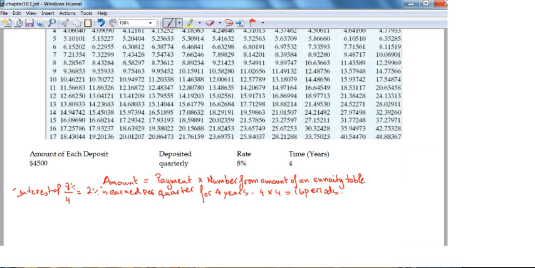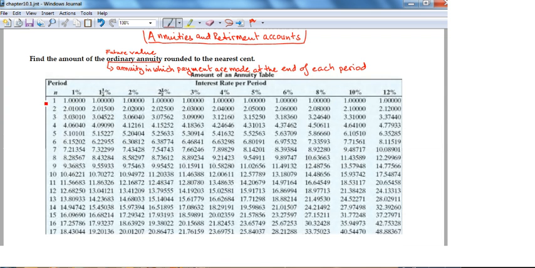Across the top of the table for 2%, and then we go down to 16. So here is 16, and down 2%. We're looking at this number here.